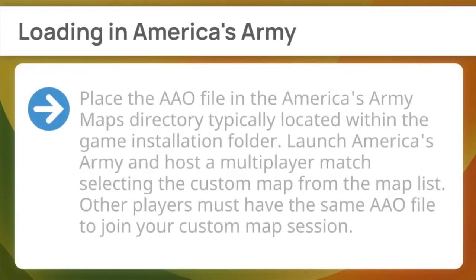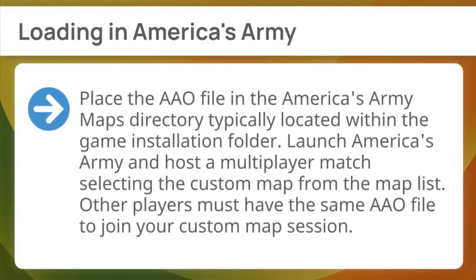First, loading in America's Army. Place the AAO file in the America's Army Maps directory typically located within the Game Installation folder. Launch America's Army and host a multiplayer match selecting the custom map from the map list. Other players must have the same AAO file to join your custom map session.